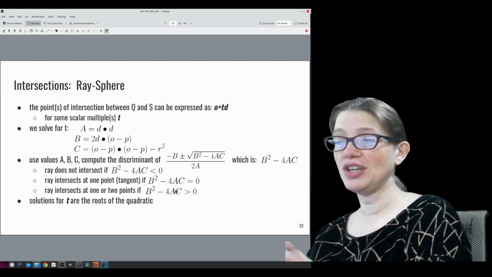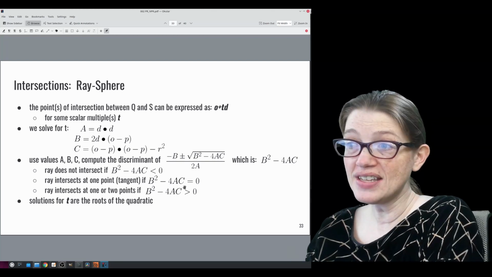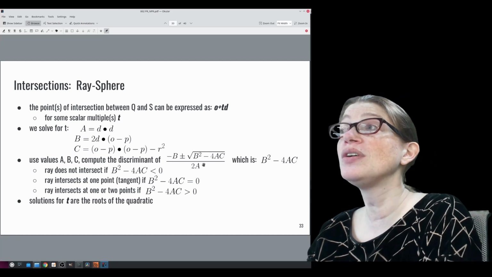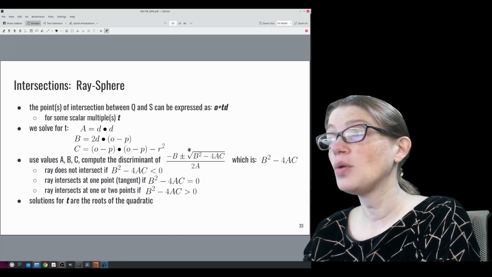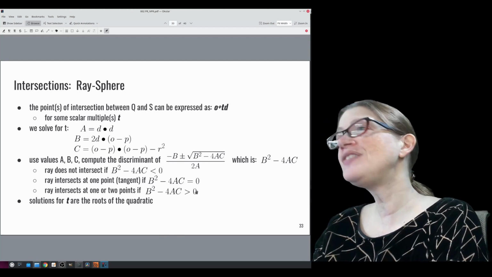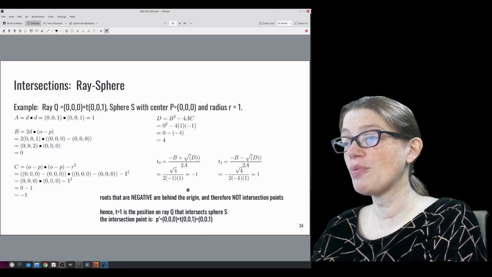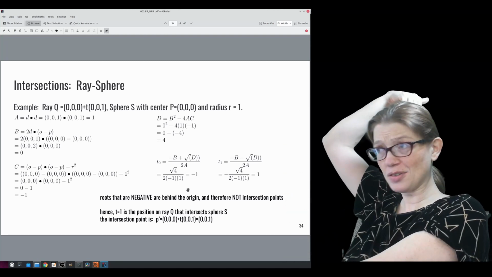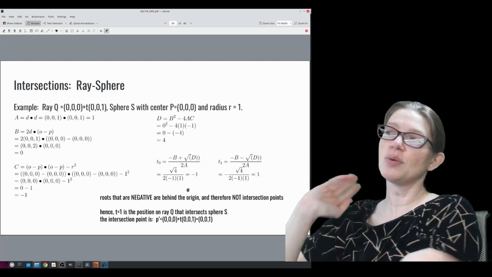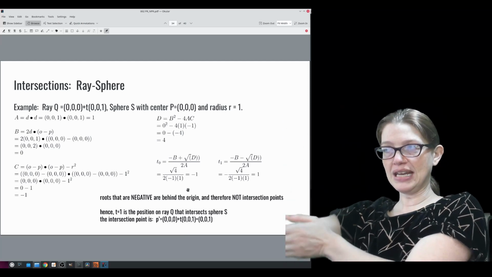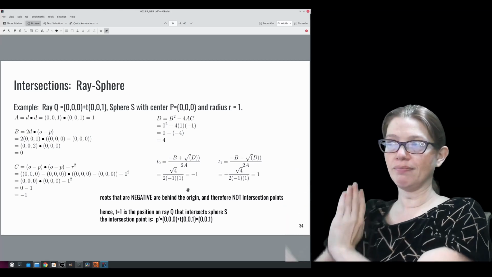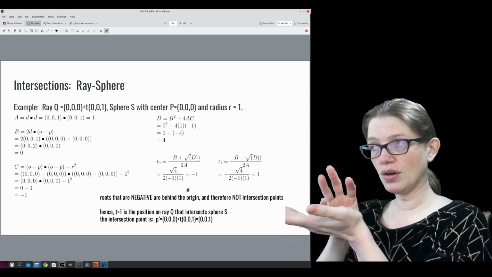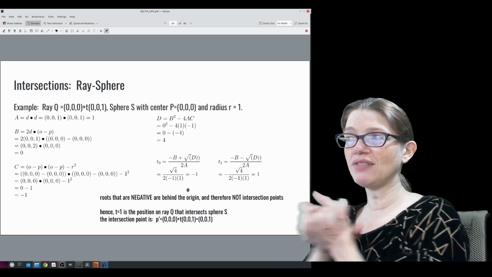And then, if the ray does intersect the sphere in 1 or 2 places, we solve the quadratic equation, and that is going to give us the value of t, which is the distance along the ray. If t is negative, we throw it out because it's behind the origin, going completely the other direction, and therefore it's not an intersection point. So we only want positive t, because that would mean it is in front of the origin. And then we can compute the surface point as the origin of the ray plus t times the direction vector.